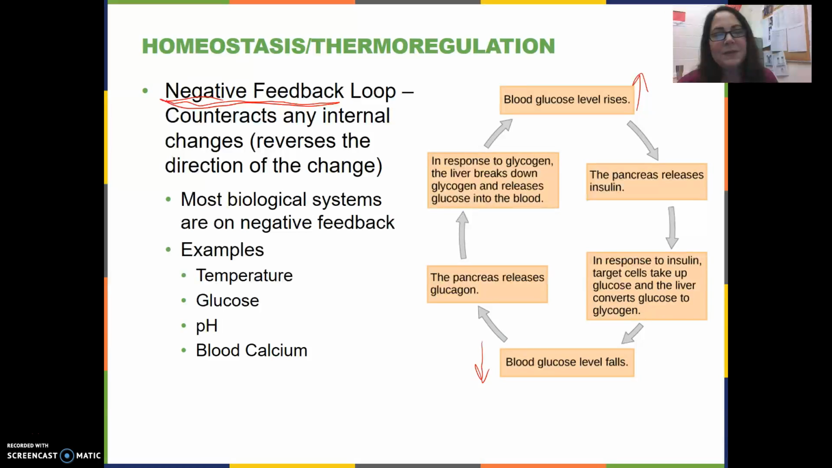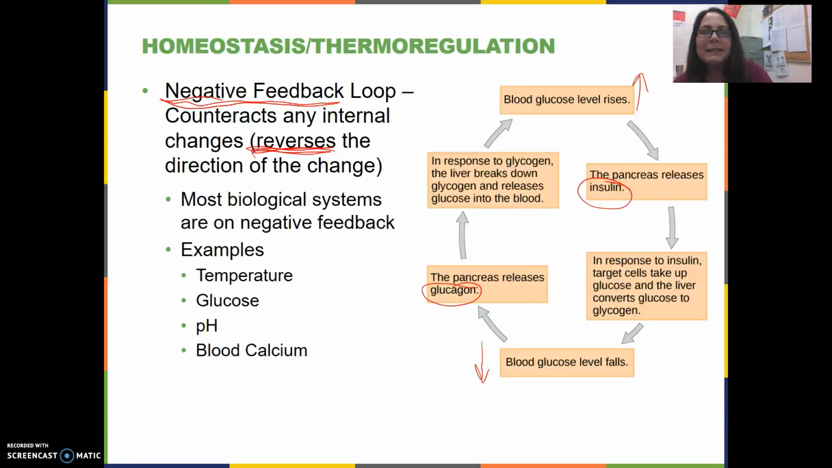And if the blood glucose levels fall too low, if a person's having low blood sugar, then the pancreas releases a hormone called glucagon. It's insulin to lower the blood glucose levels and glucagon to raise it. And glucagon will cause the liver to break down the glycogen stores and release glucose back into the blood and raise the blood glucose levels. So basically, if something's too low, the body reacts to raise it, or reverse the direction of the change. So that's a negative feedback loop.